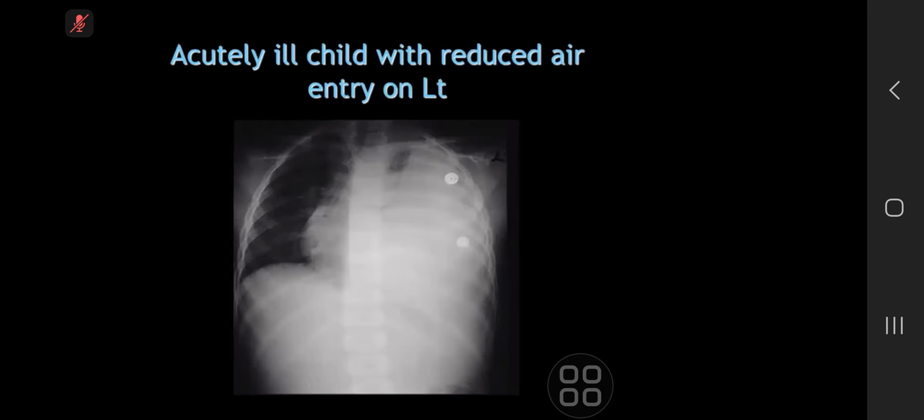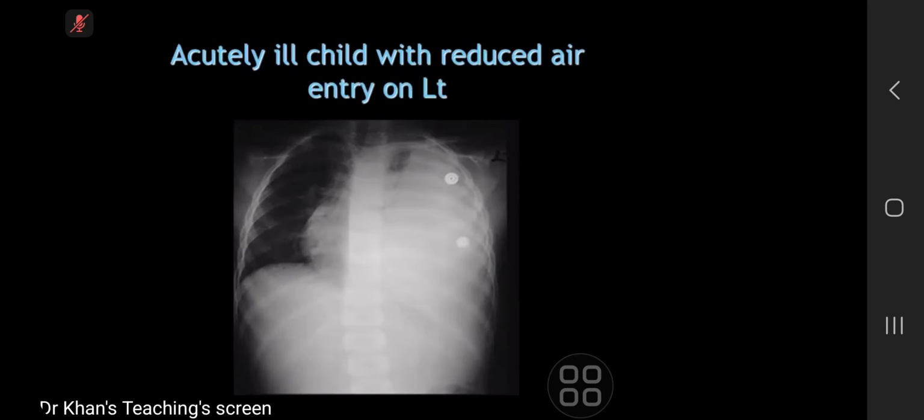Okay, so I've got a frontal radiograph in an acutely ill child. And I can see the clinical symptoms are reduced air entry on the left. Looking at the chest radiograph, I can see that almost the entire left hemithorax is opacified. I can't see any aerated lung except for the left apex. Whereas when I look at the right hemithorax, it's a normal aerated lung.